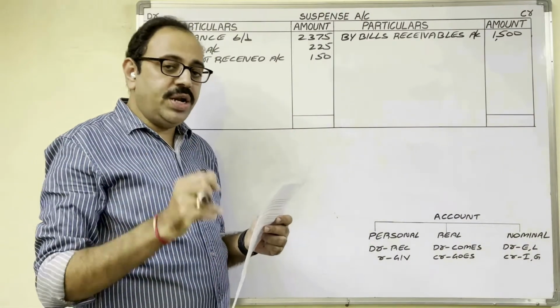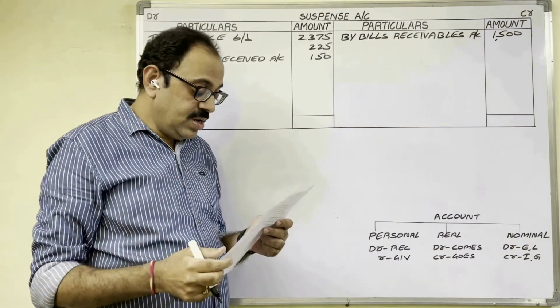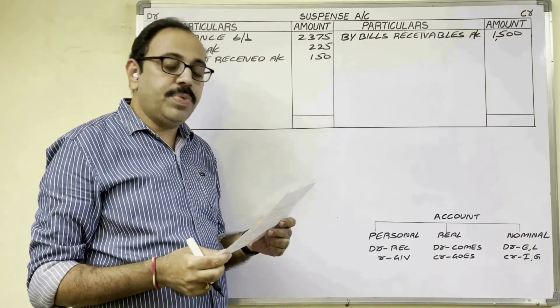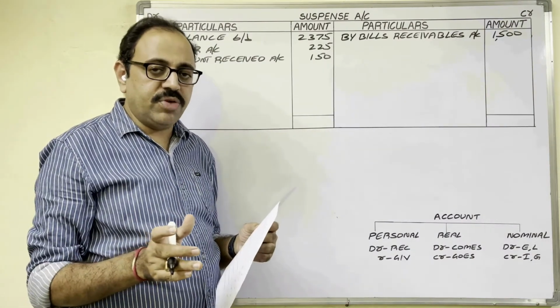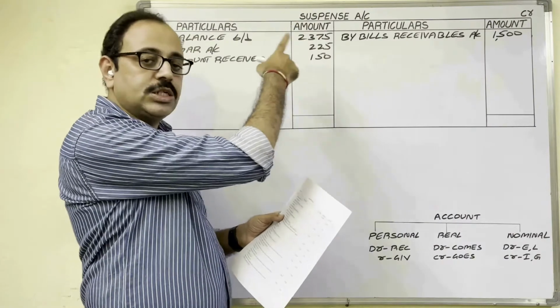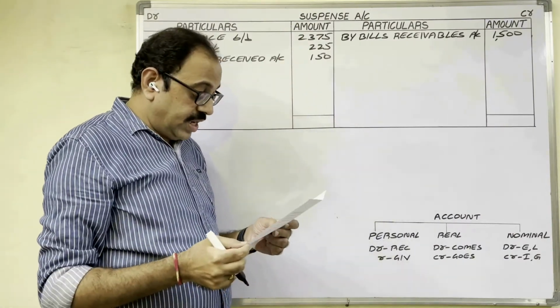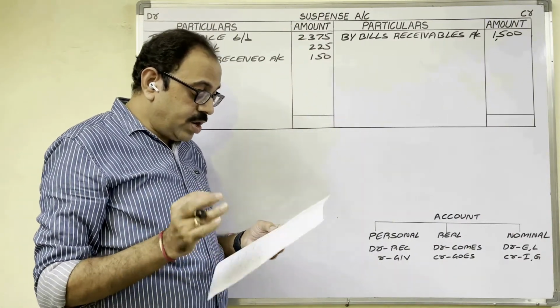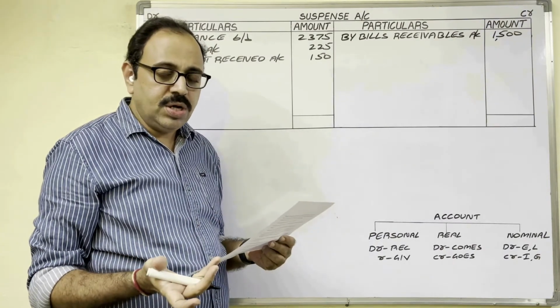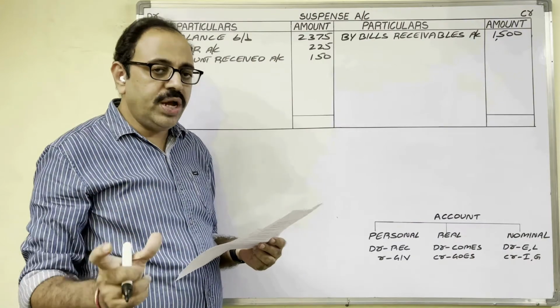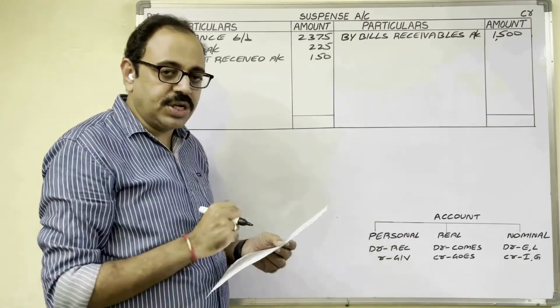In fourth bit, two entries we wrote. First one, sales returns account debit to Prem Kumar account. In this entry there is no suspense account. Therefore this entry we need not post in suspense account. Second one, Prem Kumar account debit to sales returns account. Here also there is no suspense account. So fourth bit, two entries we need not post in suspense account.